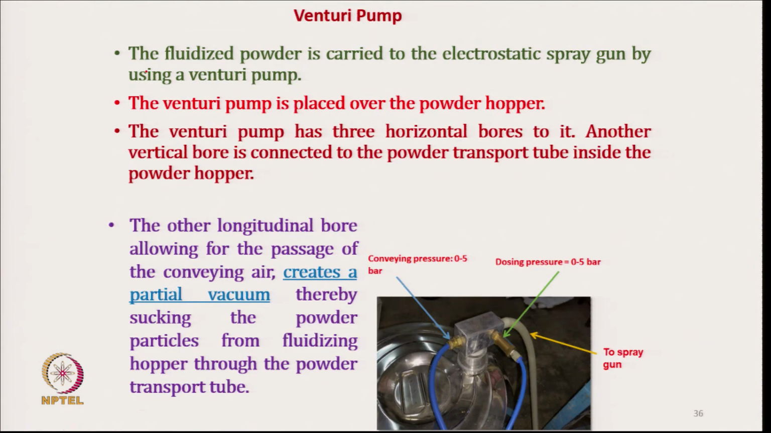So, the fluidized powder is carried to the electrostatic spray gun by using the Venturi pump, as we have seen here. The Venturi pump is placed over the powder hopper. The Venturi pump has 3 horizontal bores, as I have mentioned. One is for conveying air, another is for the spray gun, and the third one is for dosing.